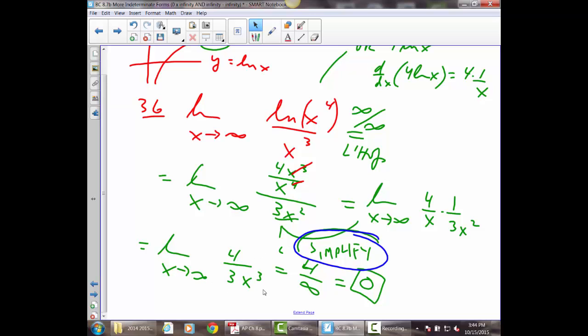Plug in infinity. Oh, I'm so sorry. You end up with 4 over infinity, which is 0.